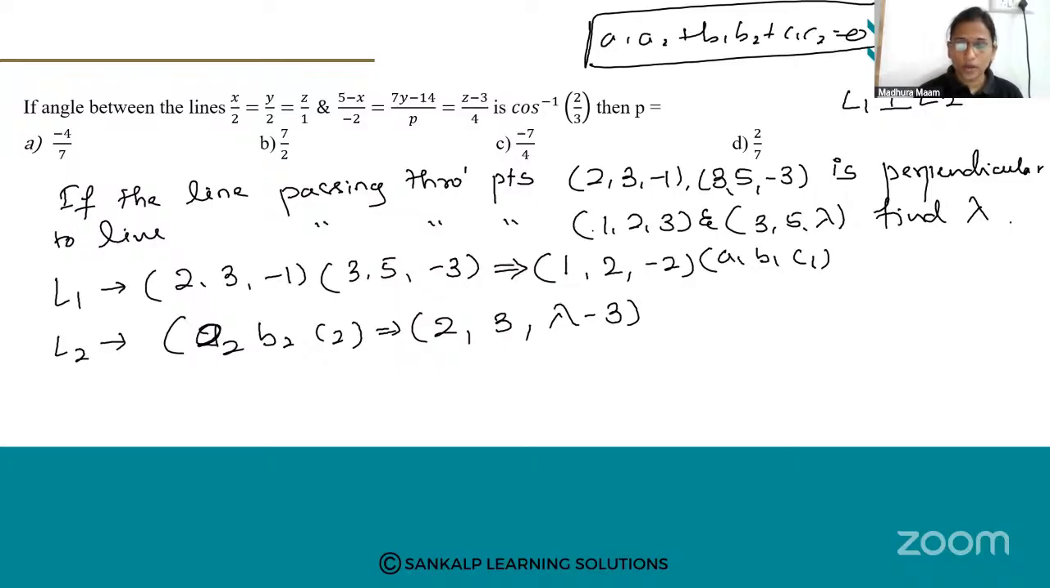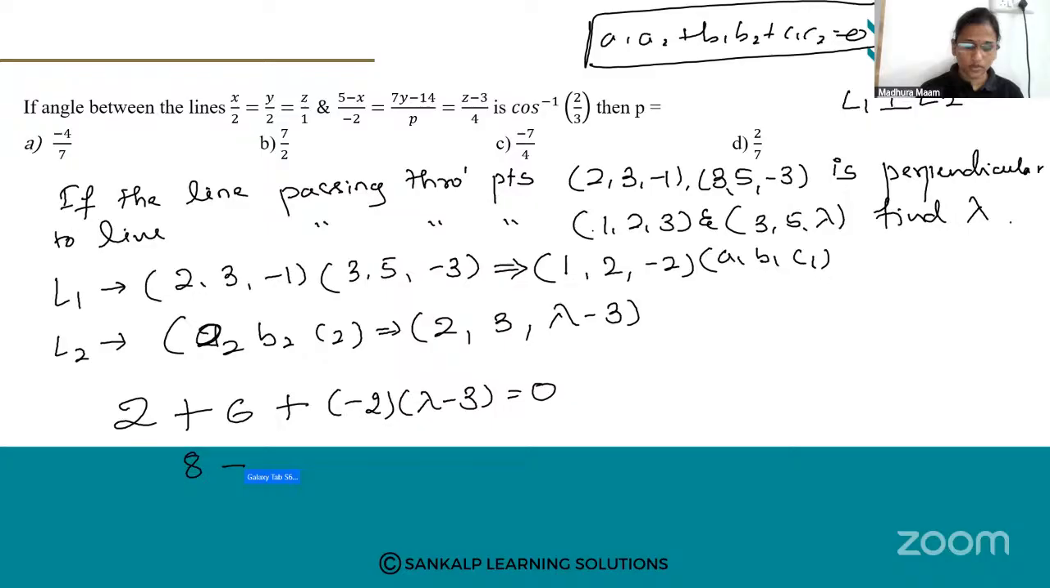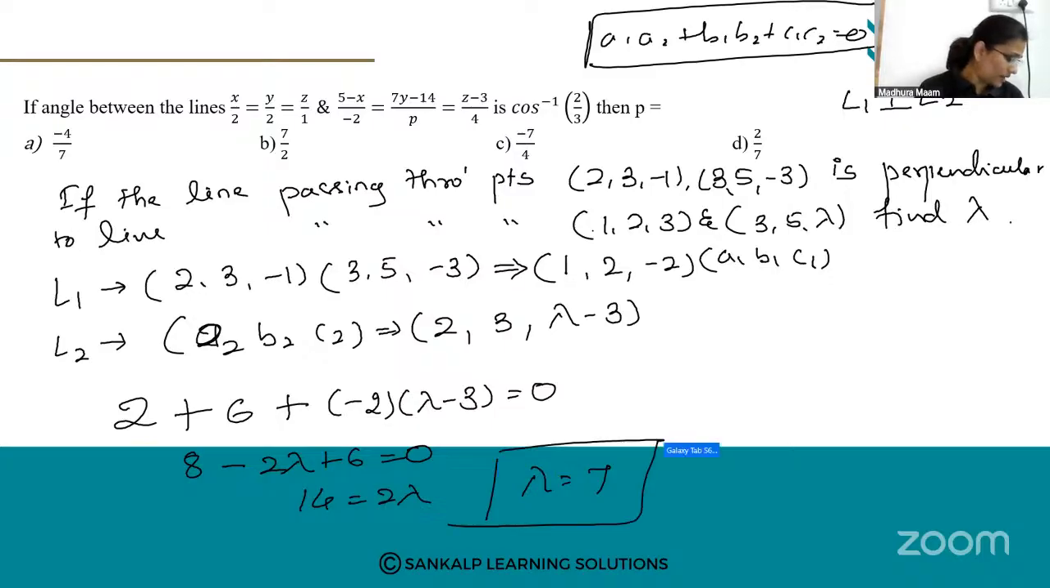So what is A1? 1. A2 is 2. 1 into 2 is 2, plus B1 B2, 2 into 3 is 6, plus C1 C2, where C2 is lambda, so lambda into minus 2. Solve this and we get our result: minus 2 lambda plus 6 plus 2 equals 0. So this is nothing but 14 equals 2 lambda. So the value of lambda is 7. The options were minus 3, 2, 5, 7. So our answer is 7.